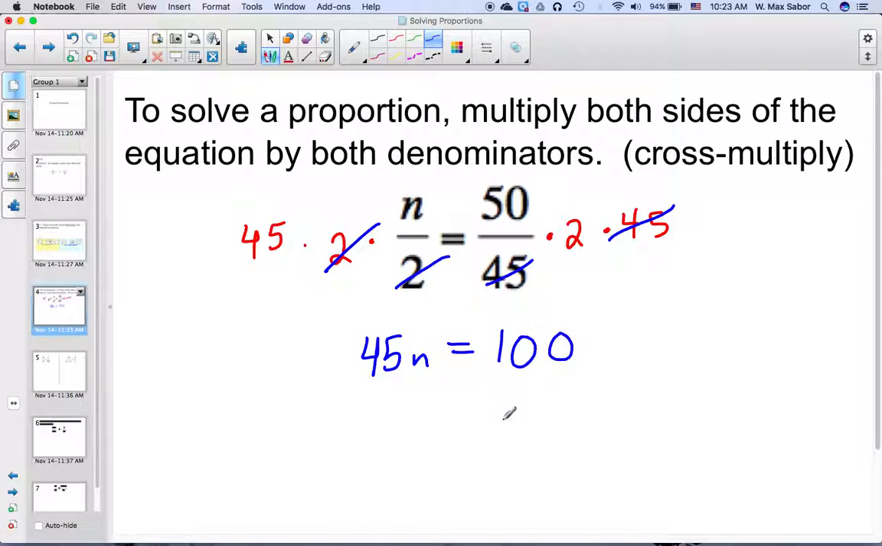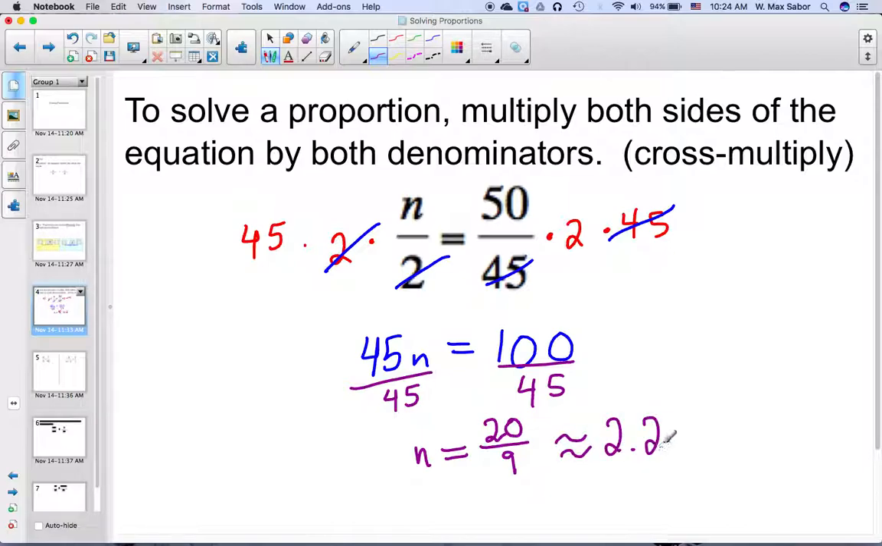Now, this equation can be solved normally, just like any other one variable equation. Because it's 45 times n, we're going to divide by 45. So we have 100 divided by 45, which you can either leave as 20/9, or you can say that that's approximately 2.222, or that it's exactly 2.2 repeating.